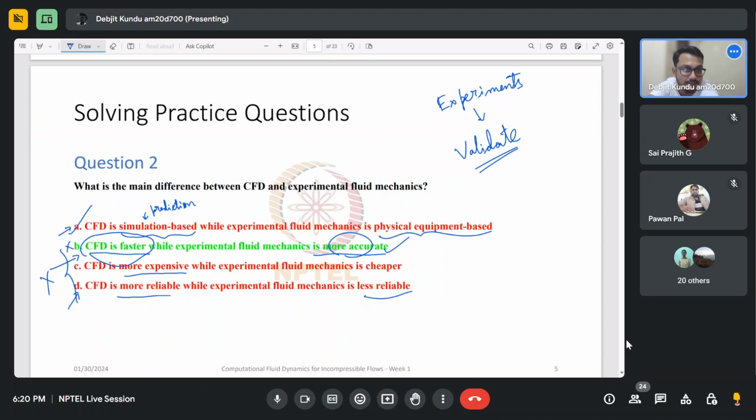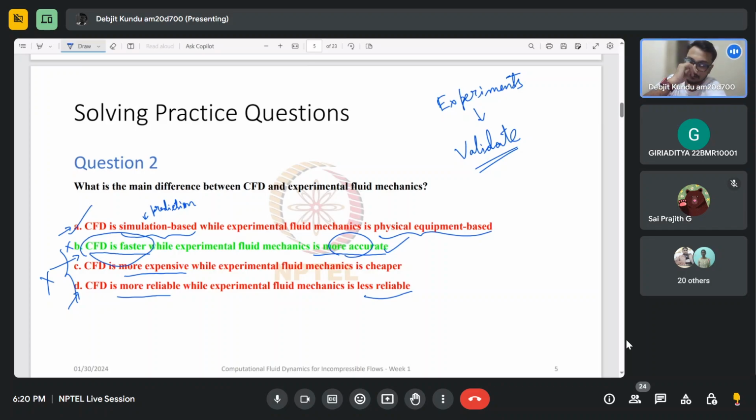Any questions or any doubts? Yes, sir. Actually, I have a question. Yeah, please go ahead. In the lecture notes given on the website, it has stated that real experiments are expensive, slow, and sequential. At the same time, CFD is cheaper, faster, and parallel. So, if it's faster, it's correct, right?